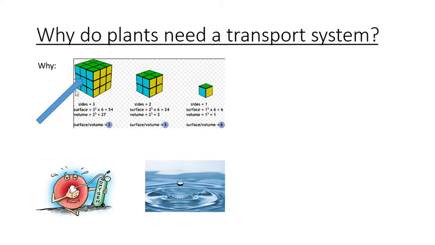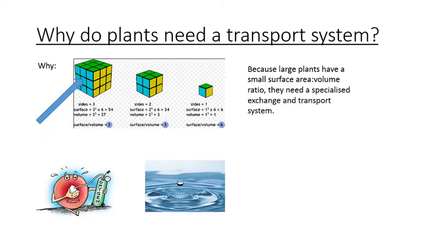Plants are generally large. I appreciate there are some little baby dwarf plants, but most plants are generally quite large. And that means they have a small surface area volume ratio. And organisms with a small surface area volume ratio find it very difficult to obtain the resources they need by simple diffusion alone. They're too big. They've got too much volume and not enough surface area, so not enough oxygen, as an example, can diffuse across their surface area to supply all their volume.